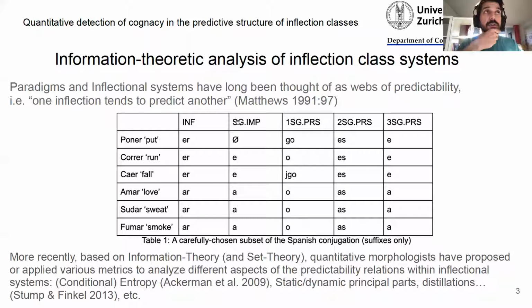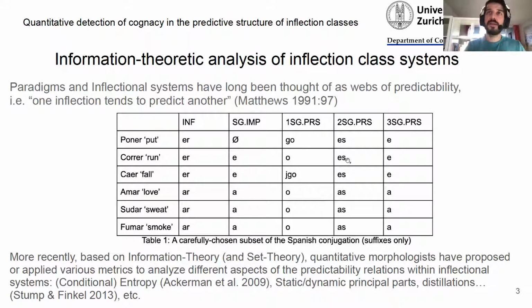So morphologists for a long time have regarded inflectional systems and paradigms as predictive webs. In the words of Matthews, one inflection tends to predict another. And you can see this in this toy example of the Spanish conjugation that I have here. The third singular present suffix can predict the second singular present suffix. So e predicts s, or as predicts a.